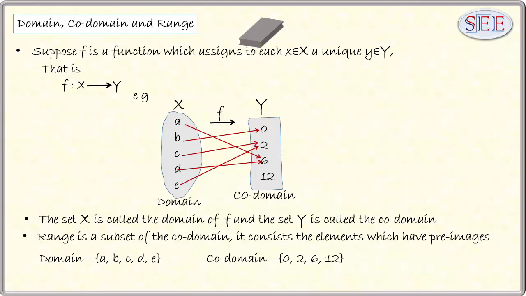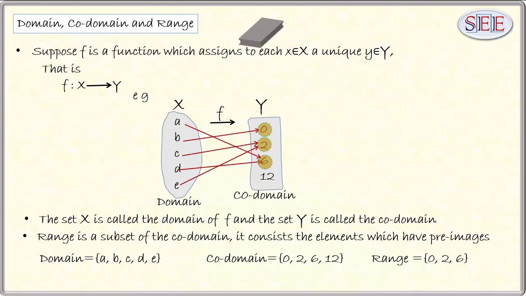But the range, we said, is a subset of the codomain, meaning it's part of the codomain. It comprises only those elements with pre-images in the domain. So let us see those elements with pre-images in the domain. The elements in the codomain with pre-images are only 0, 2, and 6. The element 12 in the set Y has no pre-image, so it's not part of the range. Therefore, our range would now be equal to the set with the elements 0, 2, and 6.